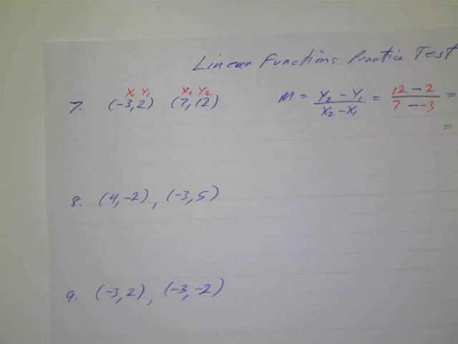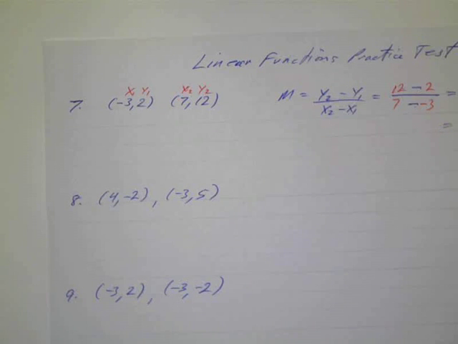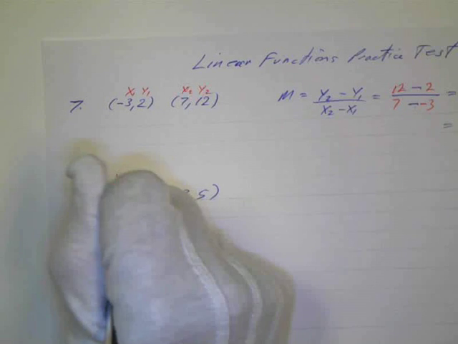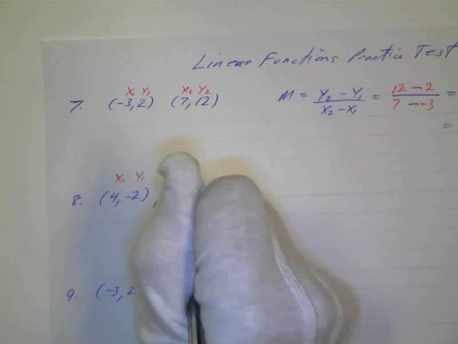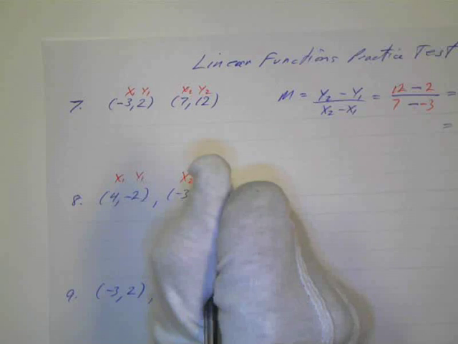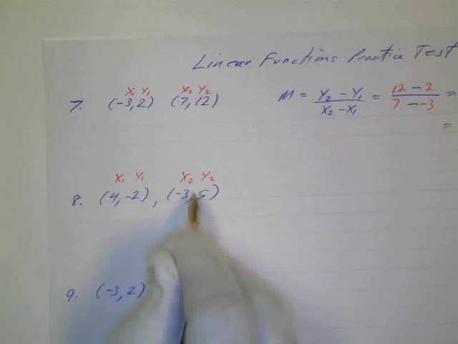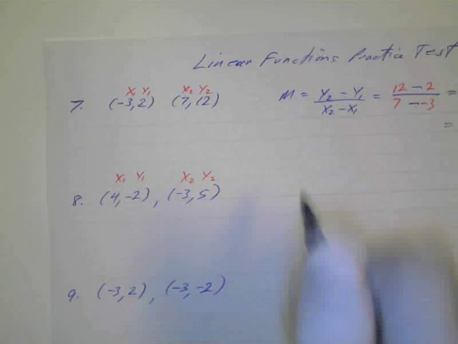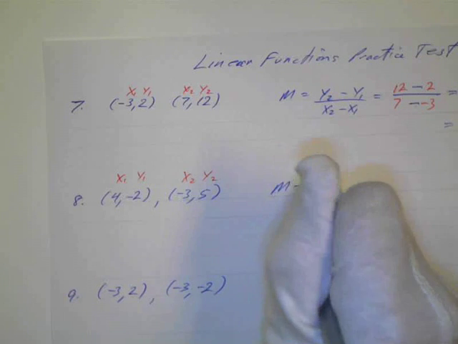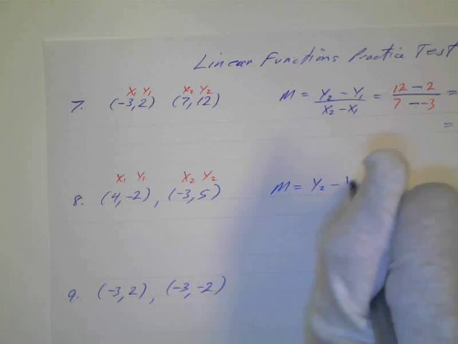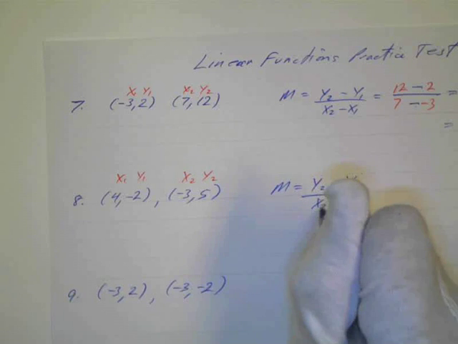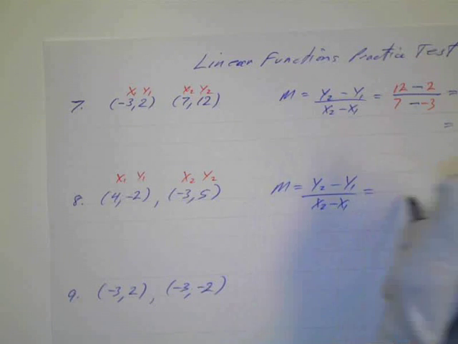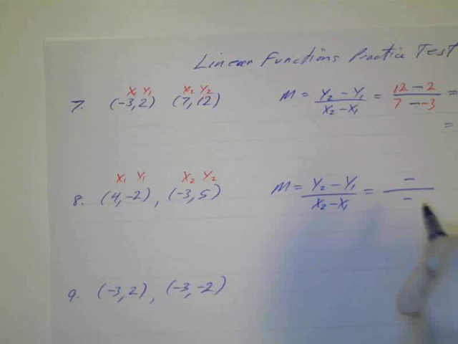Number 8. Again, I'll label my points. This is x1, y1, x2, y2. Now it doesn't matter. I could call this x2, y2, and x1, y1, just as long as the 1's are together and the 2's are together. And again, I'll write down my slope formula. I always do that. m equals y2 minus y1 all over x2 minus x1. Then I'll put my data in.